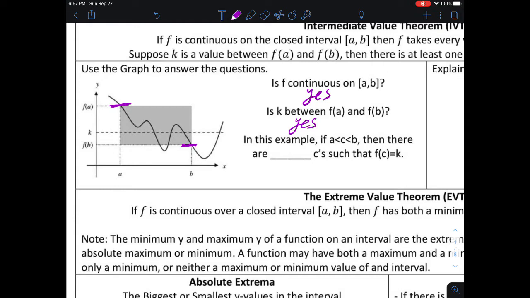In this example, if a is less than c is less than b, so if there's some c value in between a and b, then how many c's are there such that f of c is equal to k? Here is the line y equals k. The intermediate value theorem only guarantees this happening one time, but since I have the graph, when I look, how many times will the function equal that in between there? We see it 1, 2, 3 times in that interval, so there are 3 different x values in between a and b such that the function has that y value.